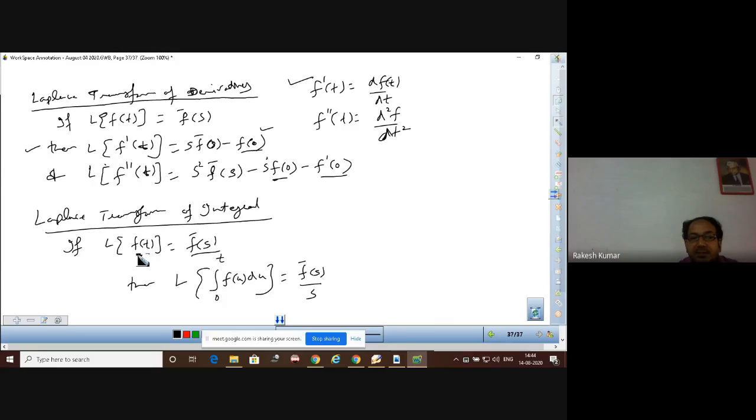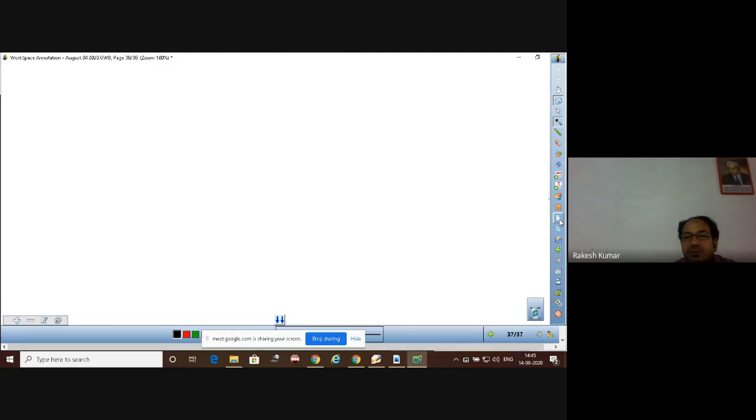What is this? This is the same function. We have just changed the variable. T variable has been changed to u, because in a definite integral, change of variable doesn't make any difference. So the limits of u are 0 to t. Ultimately, that is a function of t. So the Laplace transform of the integral can be found by dividing f bar s by s. So this is also a very simple rule. We can use it in questions also.